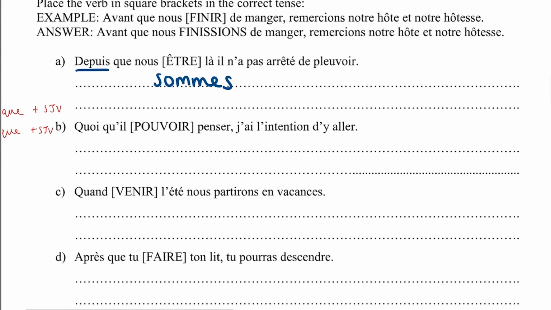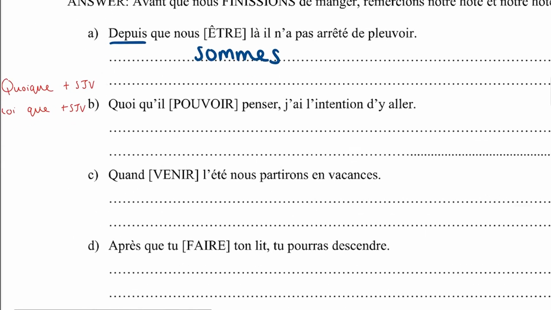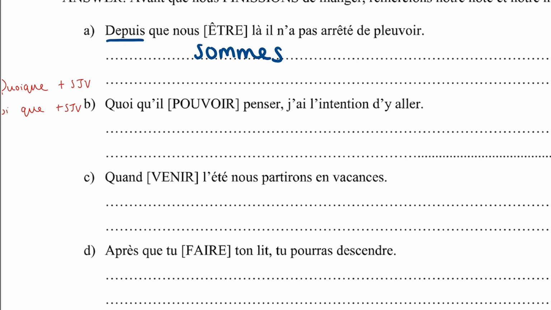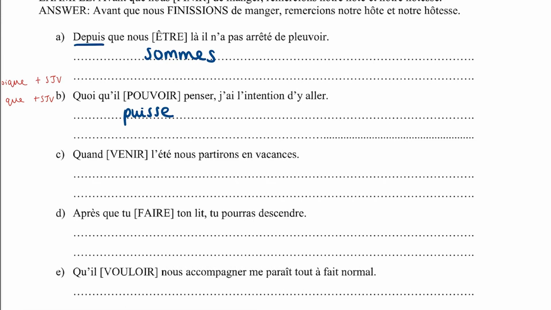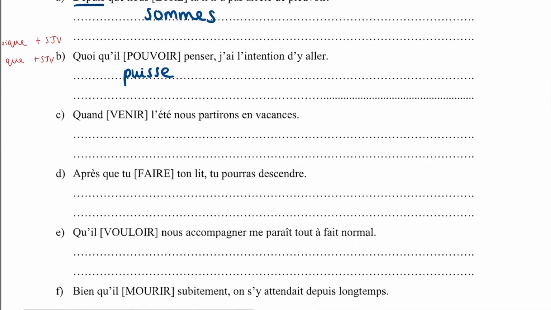So we need the subjunctive present tense, because j'ai l'intention, we're in the present on the other side of the sentence. Let's keep the present tense. Quoi qu'il, and the form for that is of course puisse. Because that's an irregular present subjunctive form, which you're going to have to learn. Quoi qu'il puisse penser, whatever he might think, you could translate that, the subjunctive in French is a might in English. Whatever he might think, I'm going to go there anyway. Or, I intend to go there.